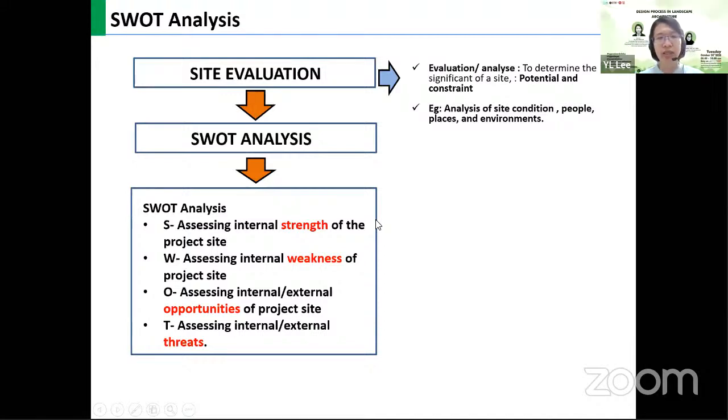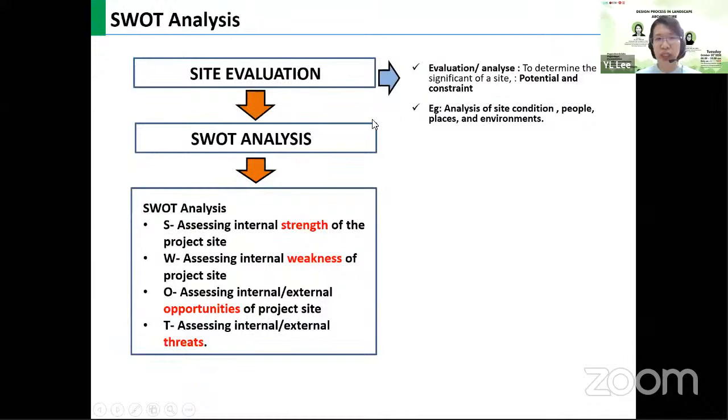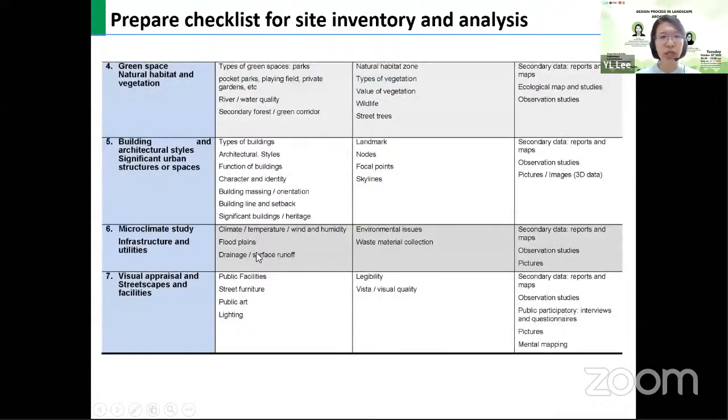From the process of site inventory analysis, you have analyzed whether the criteria you look at on the site are good or not, so the potential or constraints. The very simple analysis method is using SWOT analysis. I hope this is familiar to you as well. For your information, for each of these factors, you can do your individual SWOT analysis. You can do a SWOT analysis for site context, for accessibility, for place and history, as well as visual or microclimates. You can do it singly.